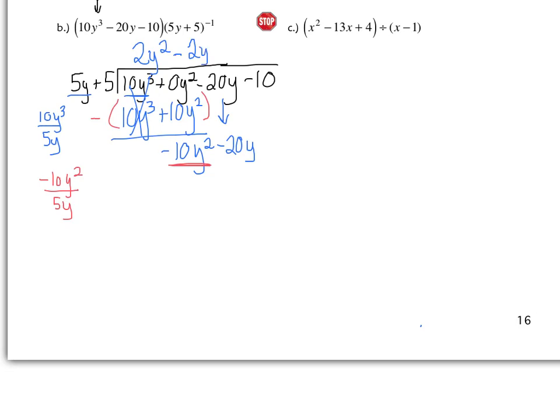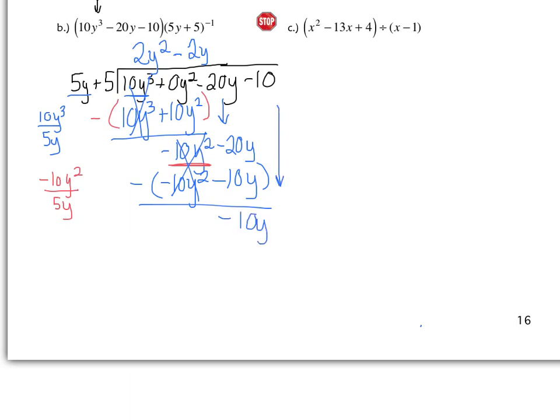The new number up top gets multiplied by the divisor, so we're going to do negative 2y times 5y plus 5, giving us negative 10y squared minus 10y. Subtract that whole quantity away. Negative 10y squared minus a negative 10y squared, a double negative becomes a plus, so that cancels out. That's a good sign. And then negative 20y minus a negative 10y, that becomes a plus 10y, so negative 20y plus 10y is negative 10y.